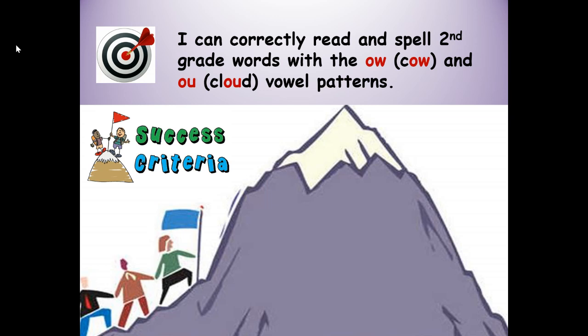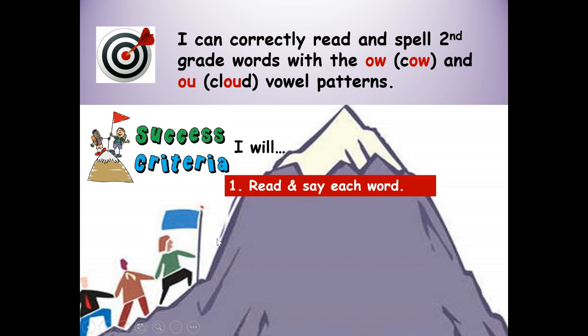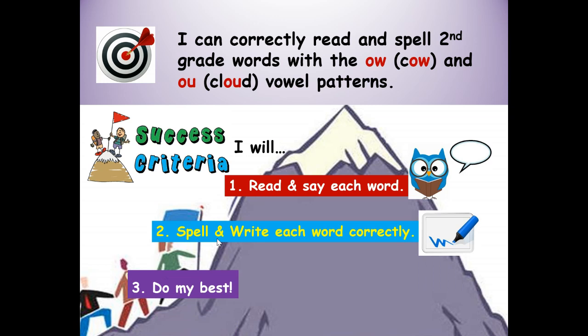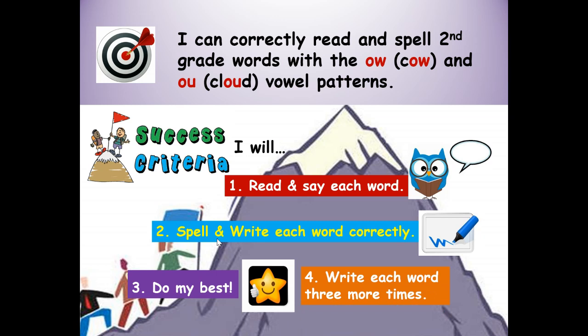Success criteria. How will you know that you're successful at reaching this learning target? Because we're climbing a learning mountain and our goal is to get to the top. These are the steps for success. I will read and say each word. I will spell and write each word correctly. I will do my best. And at the end of the lesson, I will, number 4, write each word 3 more times. That's my challenge.